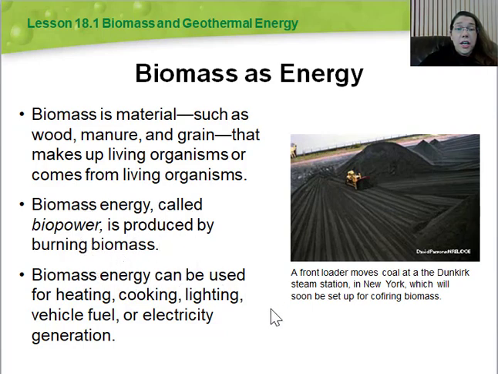Biomass energy can be used for heating, cooking, lighting, vehicle fuel, or electricity generation. In our image here, we see a front loader moving coal at the Dunkirk steam station in New York, which will soon be set up for converting biomass.